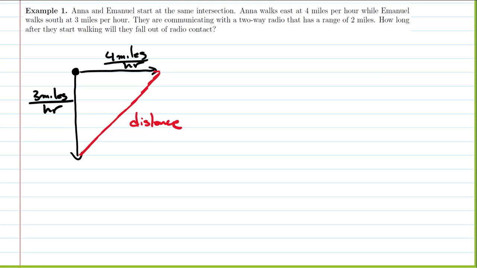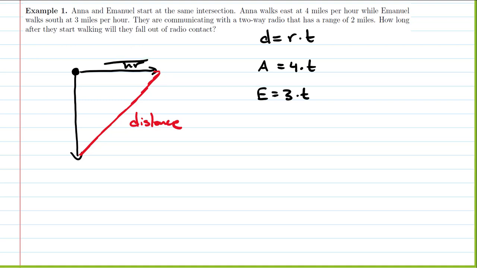So the distance traveled by Anna, we know that our model is distance is equal to rate times time. I'm going to use A for Anna. Her rate is 4 times t, where t is measured in hours. For Emmanuel, we'll do the same thing. His rate is 3 times time. So then in terms of our triangle, what we're going to have is the length of each side as a function of time is going to be 4t and 3t.